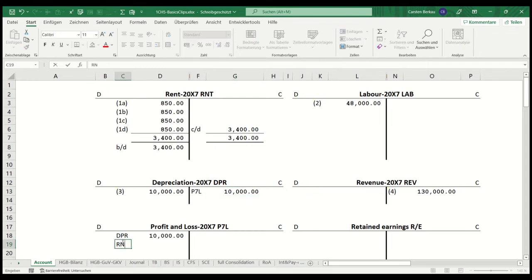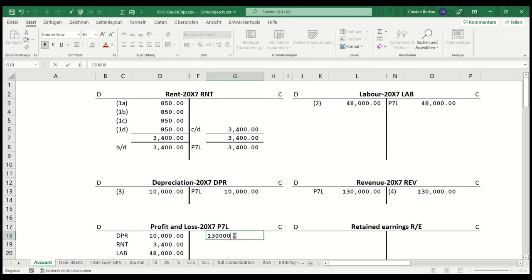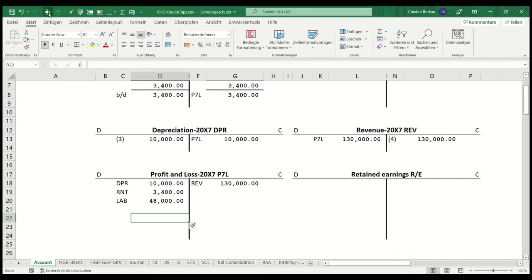Next I take rent. I make a debit entry in profit and loss 3,400, and I credit the amount to the rent account. I do the same for labor. Now I close off the revenue account to profit and loss. I make a debit entry in the revenue account with reference profit & loss. And I credit 130,000 to the profit and loss account. Reference is revenue.